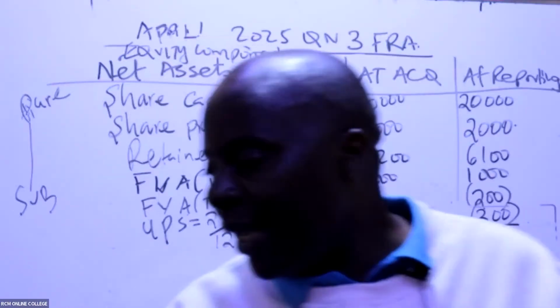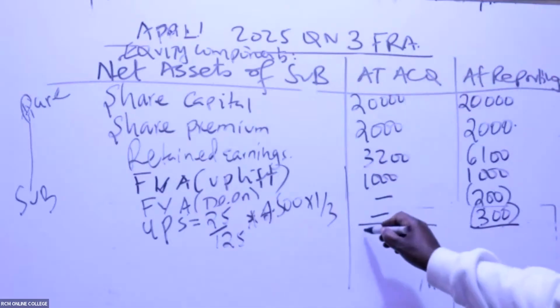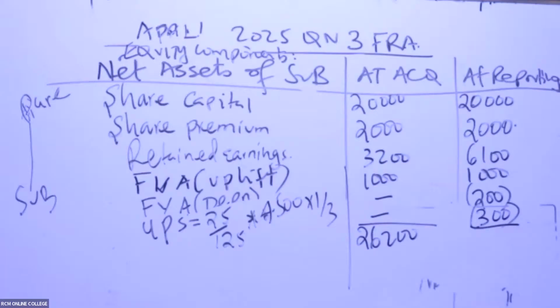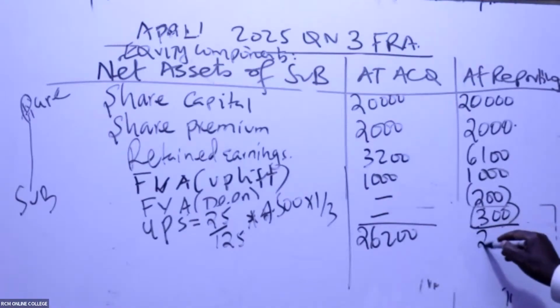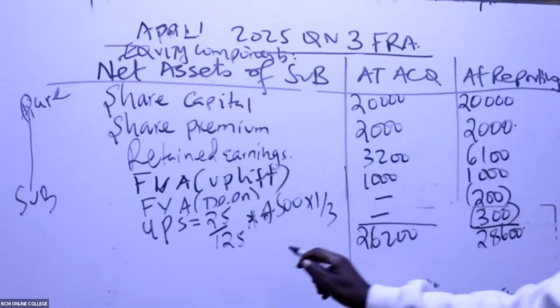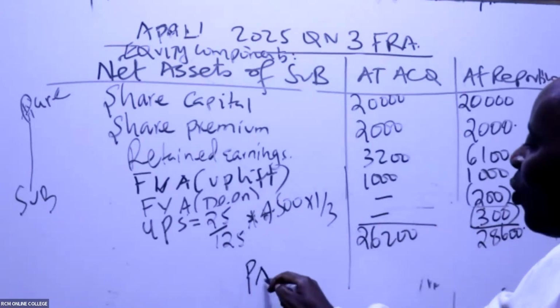So they're giving me a figure of 26,200. How about at reporting? At reporting, oh yeah, 28,600. From there, you know what will follow is what we call the post-acquisition profit.